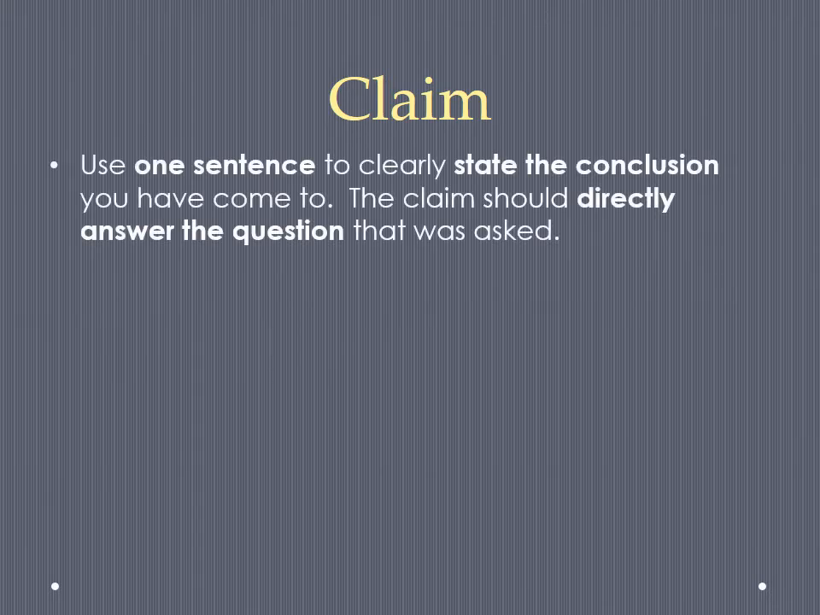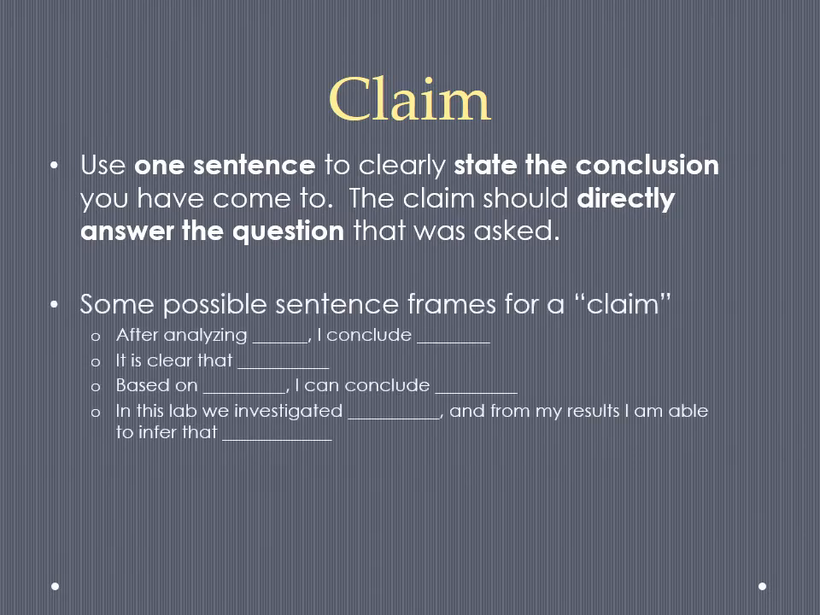When making a claim, you use one sentence to clearly state the conclusion you have come to based on your data. The claim should directly answer the question that was asked. The following are some good sentence frames to help you make a claim. Let's use our texting and driving experiment we conducted to make a claim about the question, is texting and driving dangerous? So here's an example.